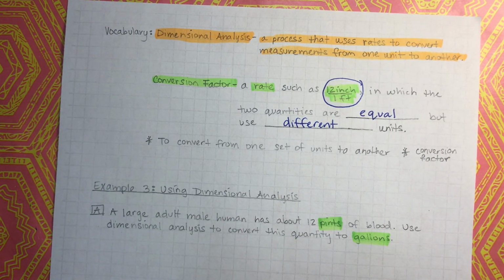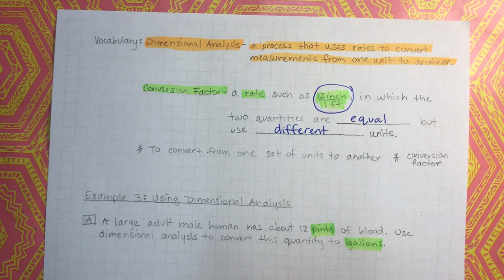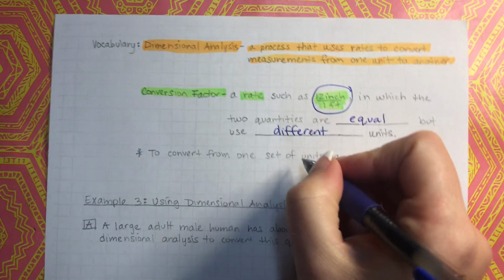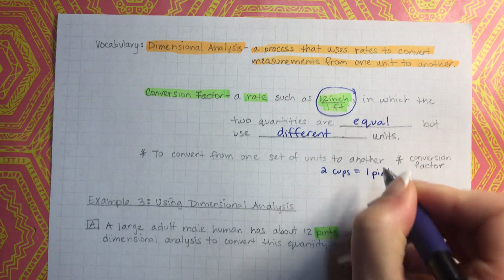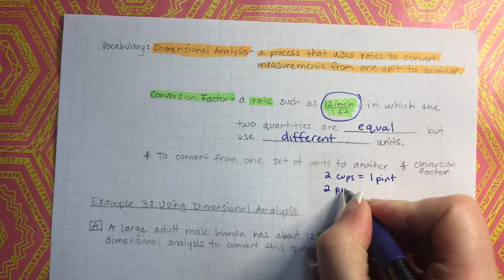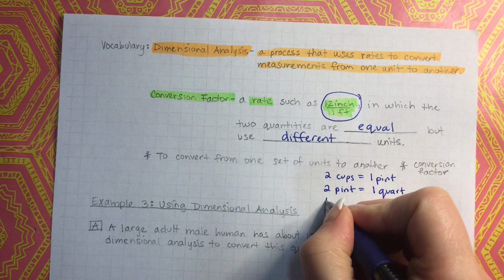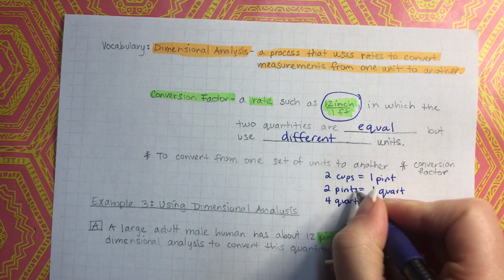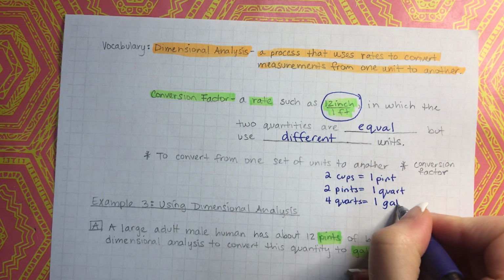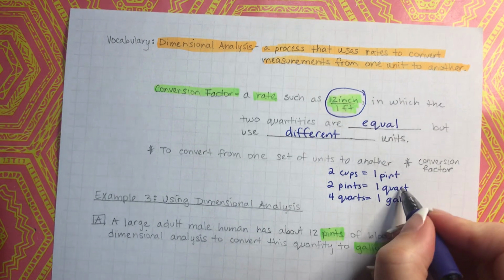So there are a few things that we need to know just about liquids. We could say that 2 cups is equal to 1 pint. We can say that 2 pints is the same thing as 1 quart. And we can say that there are 4 quarts in 1 gallon. Okay, so these are facts. This is what we're going to use in order to solve this problem.